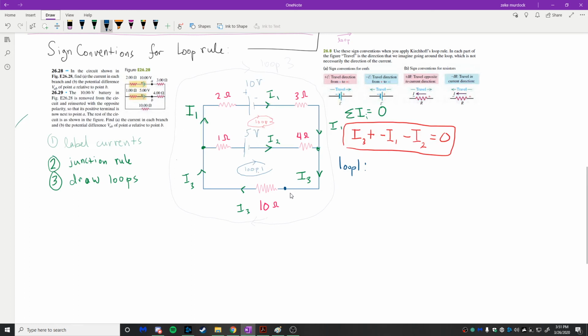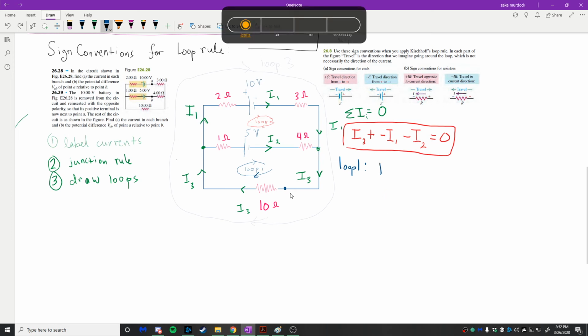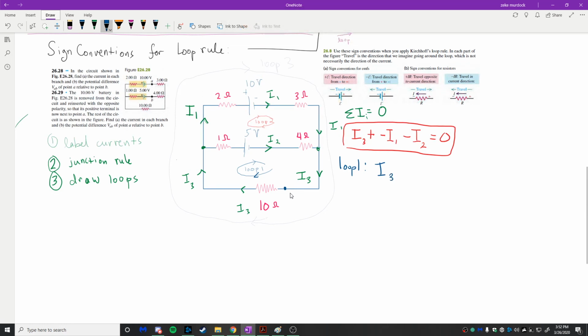Well, if we're traveling in that direction and the current's going in the same direction, we need to write down something like I3, which is an unknown, multiplied by the resistance, which is 10. And then according to our rules up here, can you guys tell me, should it be positive or should it be negative? Are we going in the same direction or the opposite direction of the current? Negative, that's right. So this is going to be negative.